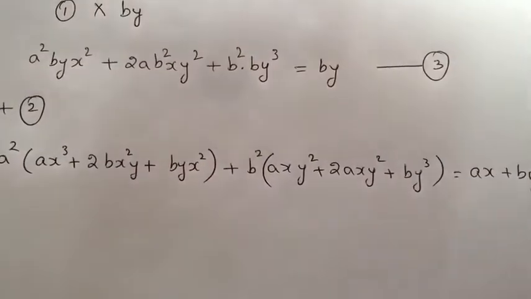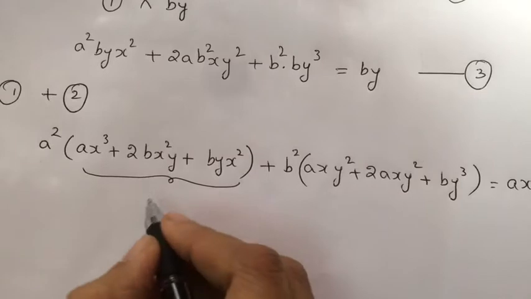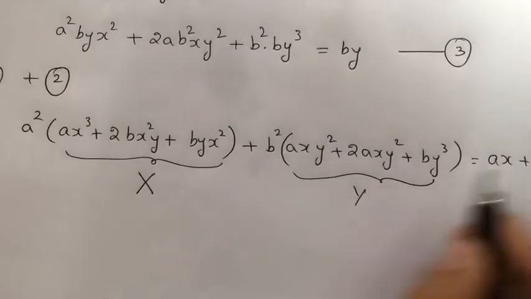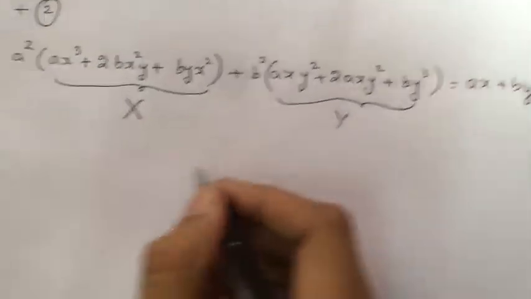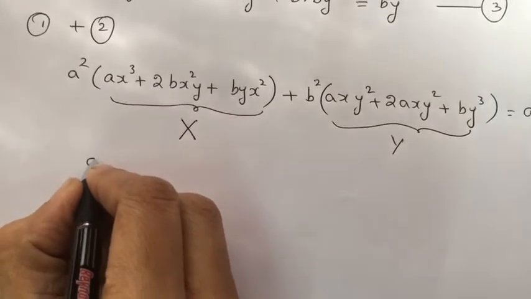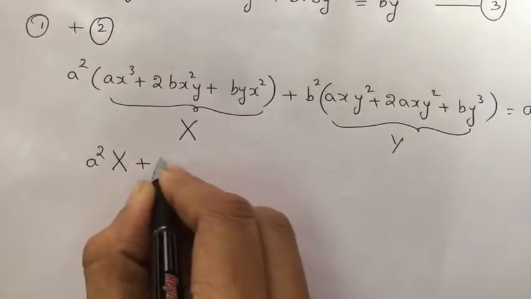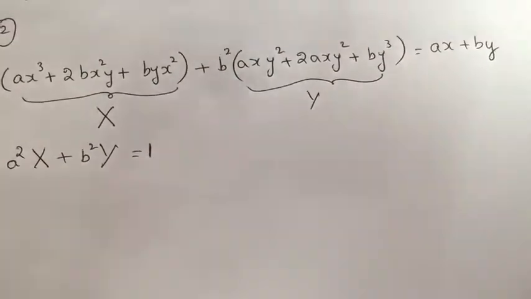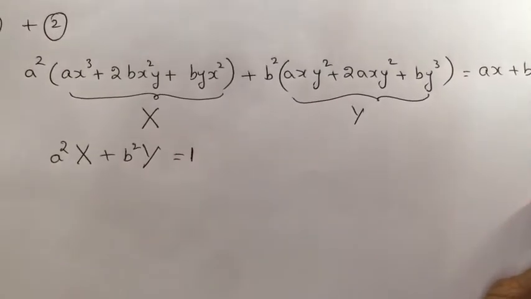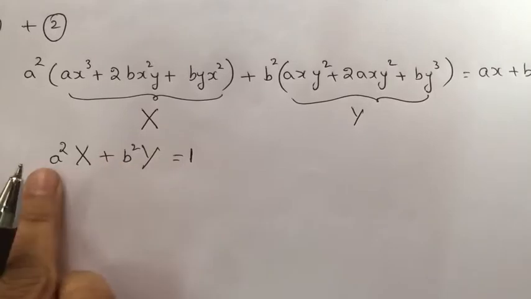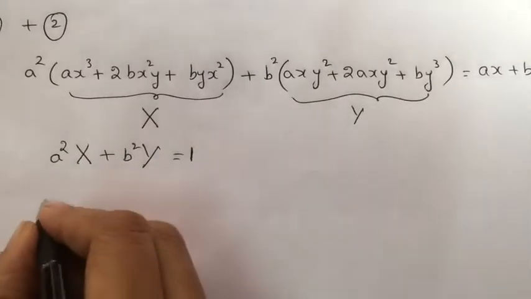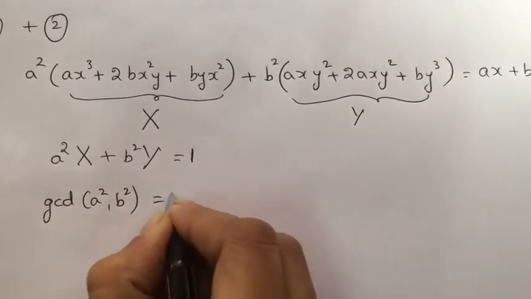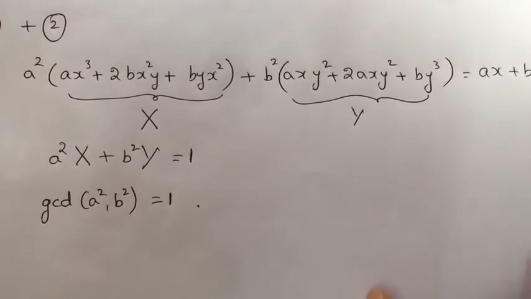Now if I take this whole expression as another integer, say capital X, this whole as capital Y, and I know ax plus by is equal to 1, therefore I can rewrite this as a square into x plus b square into y equal to 1. A square x plus b square y equal to 1. It means that GCD of a square, b square is equal to 1. This is one way of proving this.